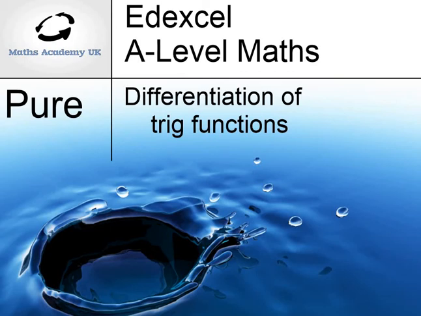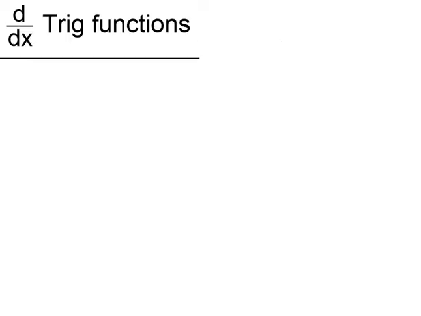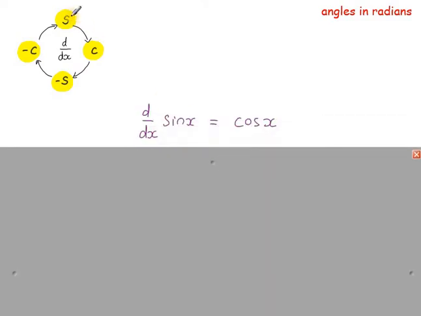Differentiation of trig functions. We've already looked at differentiating sine and cos, and just as a reminder, angles have to be in radians when differentiating trig functions. So a simple example, if we differentiate sine x, we get cos x, but with this we're limited to just an angle, which is x.